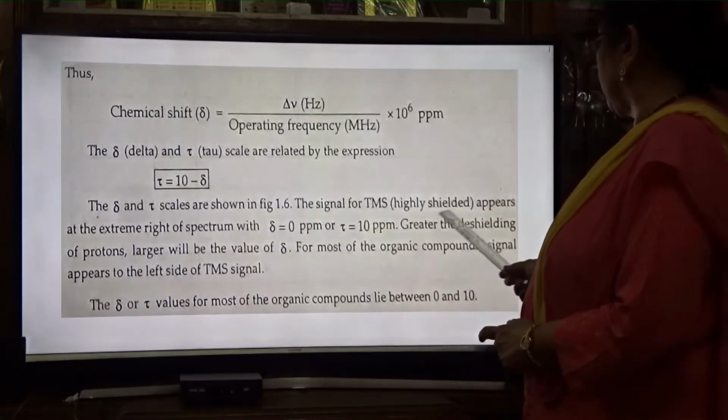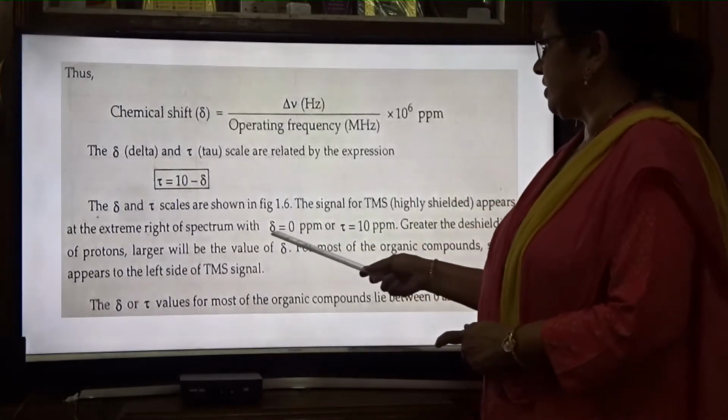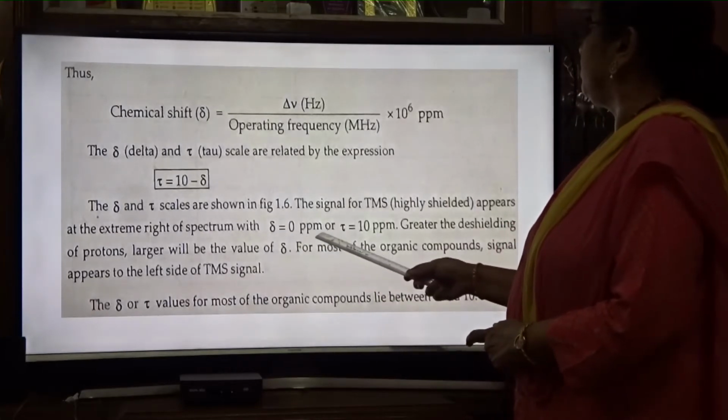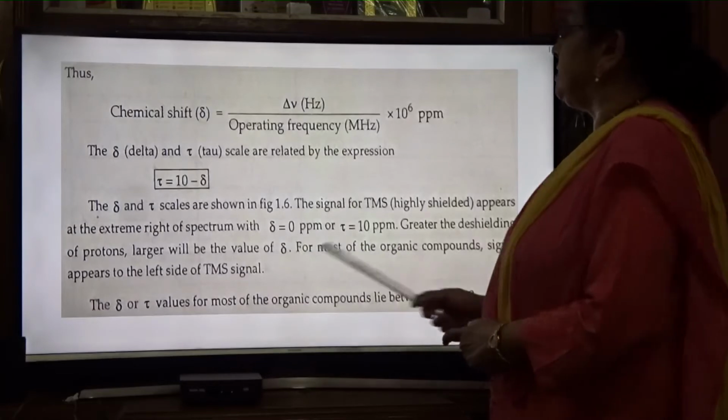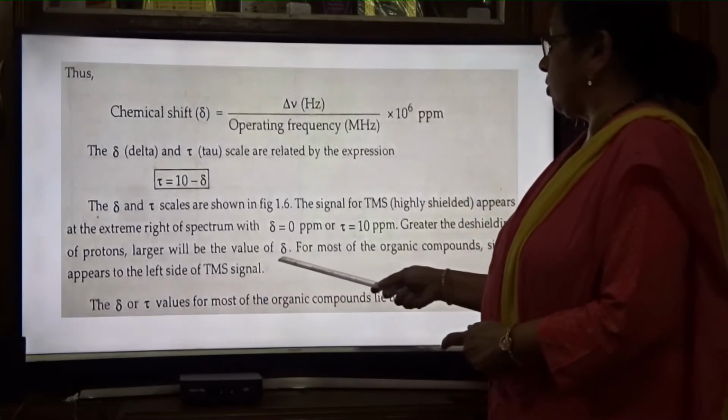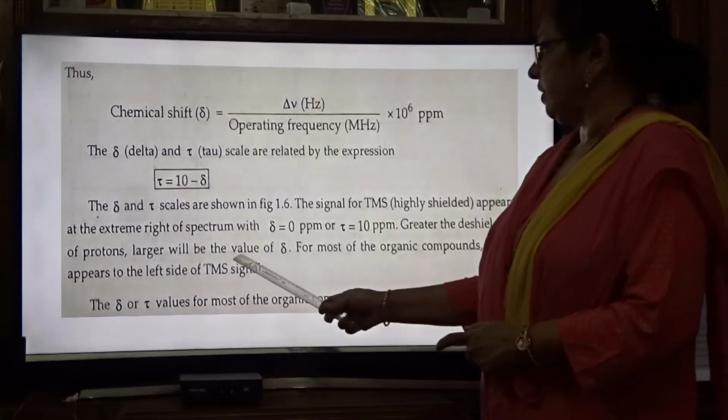The signal of TMS appears at the extreme right of the spectrum, that is, delta is equal to 0 ppm or tau is equal to 10 ppm. The greater the deshielding of protons, the larger the value of delta. So if deshielding is more, then the delta value is more.